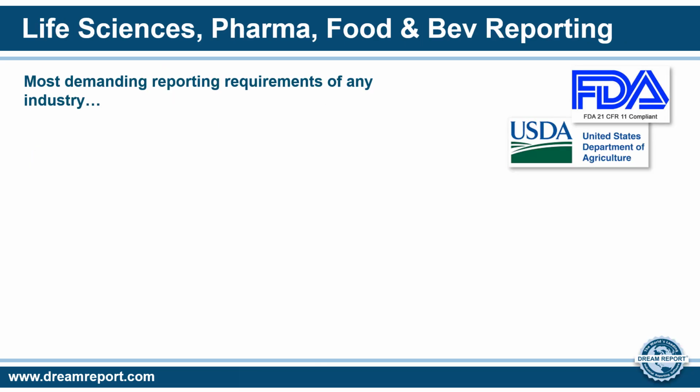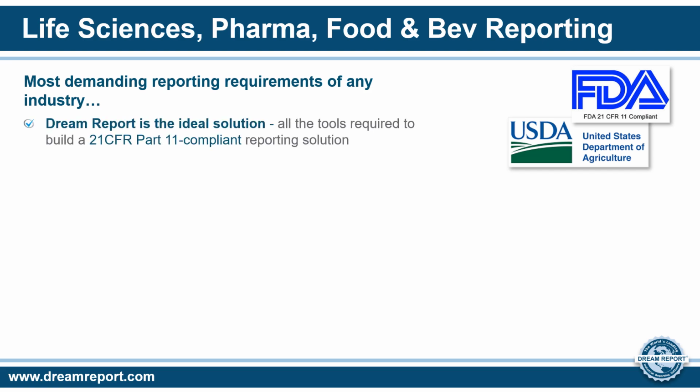Okay, let's focus more on the functionality around life sciences, the pharmaceutical industries, and by extension, really food and beverage reporting as well. So life sciences, definitely the most demanding reporting requirements of any industry. And of course, a lot of that is driven by the FDA requirements. And Dream Report is an ideal solution. All the tools required to build a 21 CFR Part 11 compliant reporting solution are there.